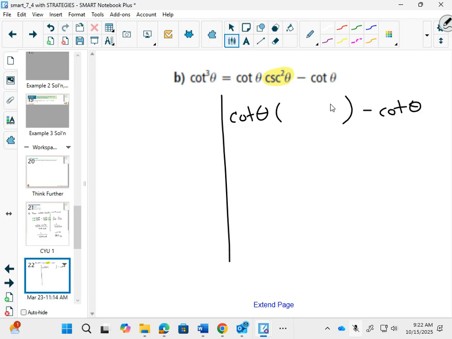So I'm going to take cosecant squared, I go to my formula sheet, I see that it's cotangent squared theta minus 1.